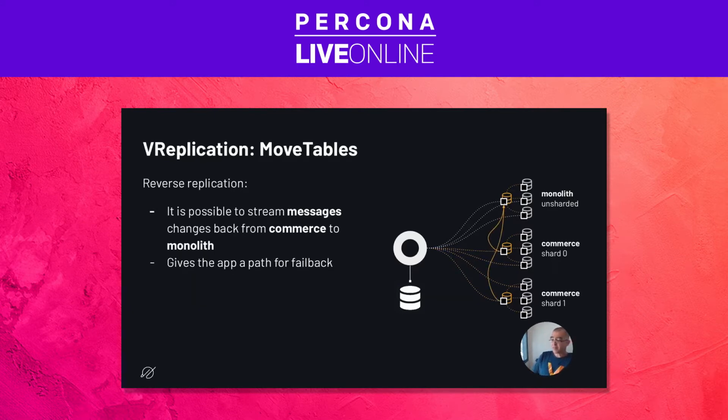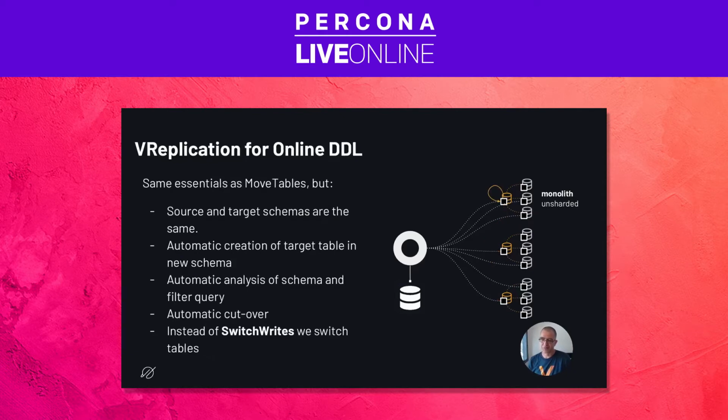And last but not least, VReplication supports a reverse notion, so that if something does go wrong, Vitess allows you to replicate back from the new location to the old location. So you can fail back in operation in case it doesn't work out. And we're going to introduce VReplication for Online DDL today.